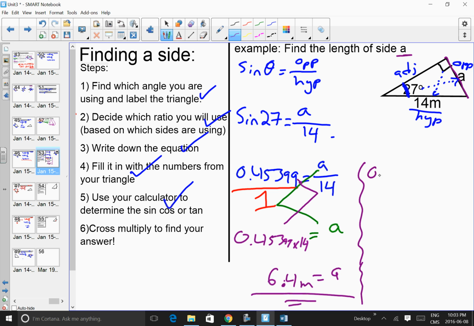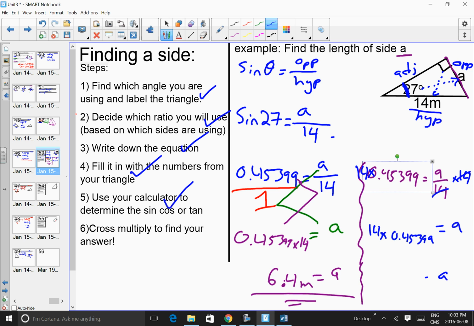Now from this step, I can actually go a different direction. So I've got 0.45399 equals A over 14. Alright, so I'm trying to get that A by itself. So I need to get rid of this 14. You need to do the opposite of whatever's going on. Because I'm dividing by 14, I have to multiply by 14. Whatever I do to one side, though, I have to do to the other. These 14s will cancel out, and all I have left is A equals 14 times 0.45399. That's the same as I have right here. So I know my answer is still going to work out to 6.4 meters. All right, so that's one example. I'm going to do one more like this that's just a little bit different.